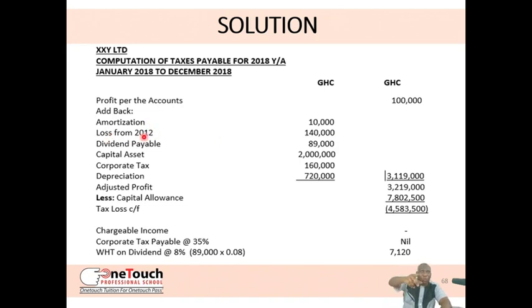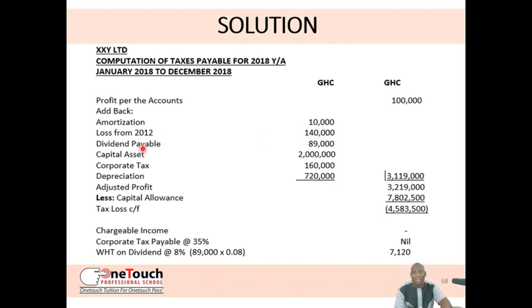Now the loss from 2012, this loss has been subtracted. Now remember that this loss has only 5 years following 2012. I told you 2013, 2014, 2015, 2016, 2017. If the company was not able to make profit up to 2017, any loss that was not absorbed can no longer be carried forward. Therefore, you cannot charge this loss in 2012 against this 2018 profit. Hence, we have to add back.